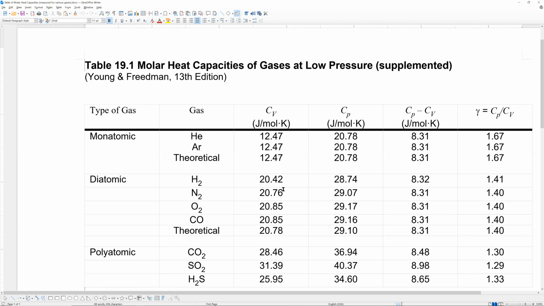Hydrogen seems to be about the farthest off from it, 20.42. Nitrogen is 20.76. That's a little low, but not too bad. It's only 2 parts in 2078. Hydrogen's a little higher, but it's only 7 parts in 2078 parts. So that's not too bad.